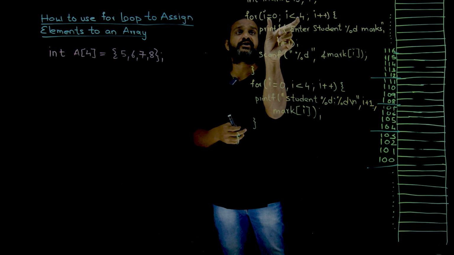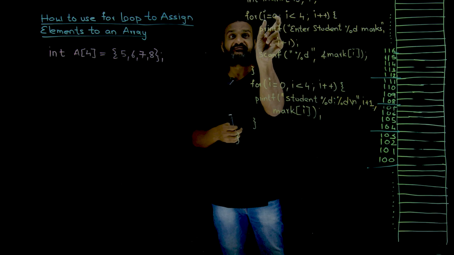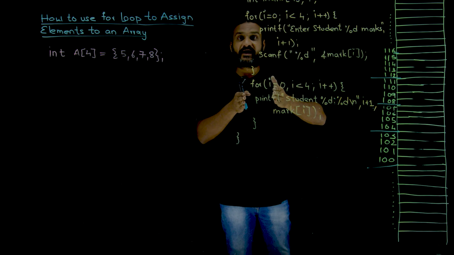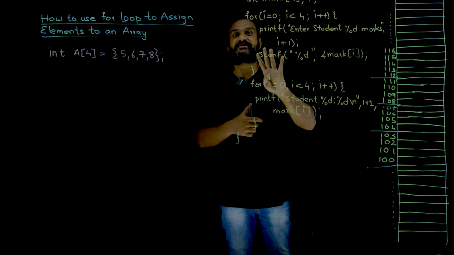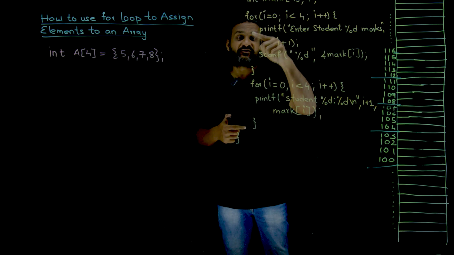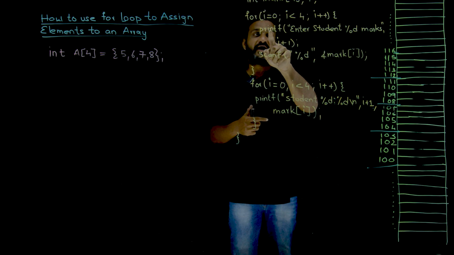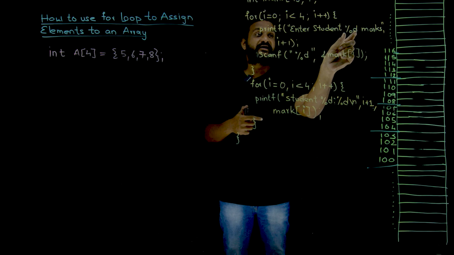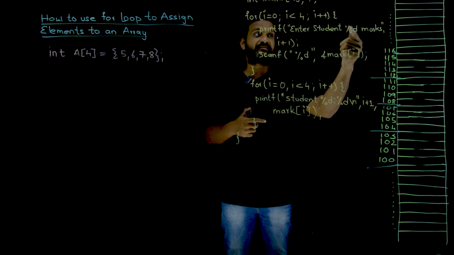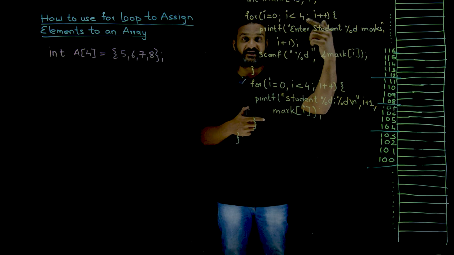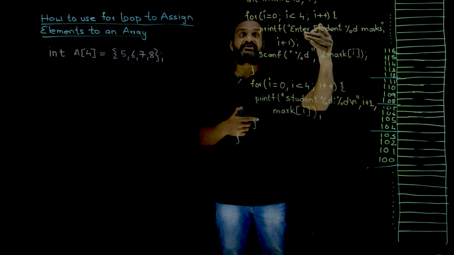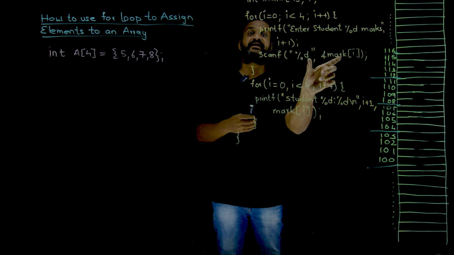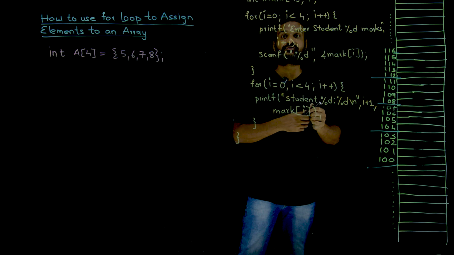How many times is this for loop going to iterate? It starts from 0 and runs while i is less than 4: 0, 1, 2, 3, which means 4 elements. So for 4 elements, this for loop is going to iterate 4 times. Every time, this prompt will get printed: enter student 1 marks, student 2 marks, student 3 marks. Every time we enter this for loop, this particular printf will get printed. After that, this scanf will get executed.